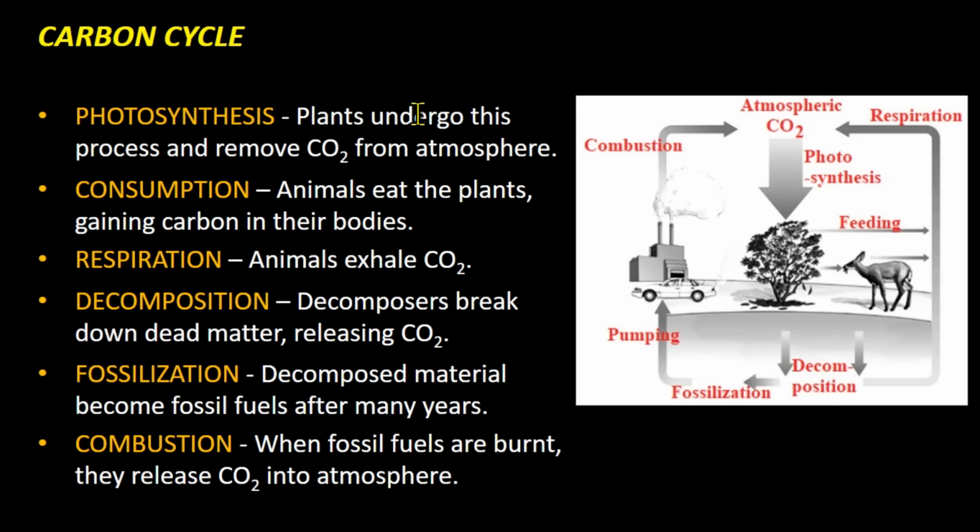So plants undergo this process and they remove carbon dioxide from the atmosphere, so it keeps it from building up. Next, animals are going to feed on the plants. So consumption is going to happen when the animals eat the plants. They're going to get those carbohydrates and that carbon in their bodies. Animals now will respire, and when they respire, basically when they breathe out, the animals are going to exhale CO2, and that's going to return to the atmosphere.